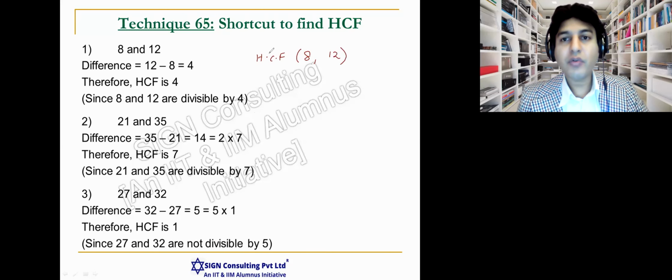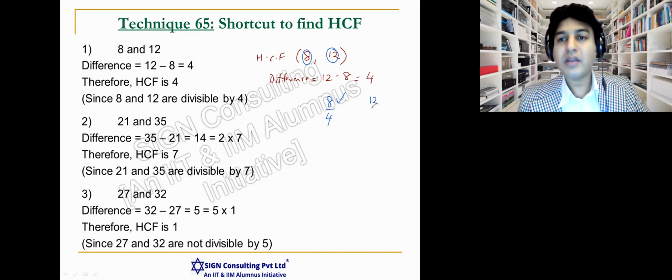Now, all I need to do is find the difference. So the difference is 12 minus 8, which gives me 4. Now, do you agree that these two numbers, 8 and 12, are divisible by 4? So 8 is divisible by 4, 12 is also divisible by 4. Hence, very confidently, we can tell that our HCF is 4.